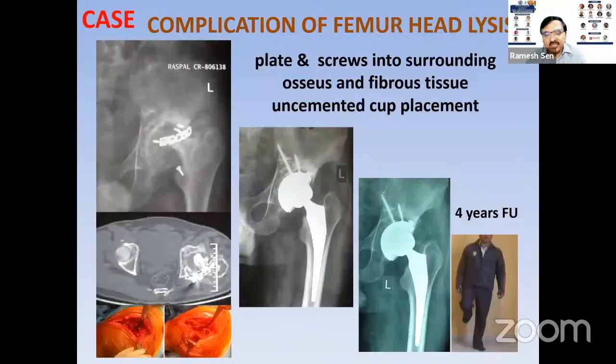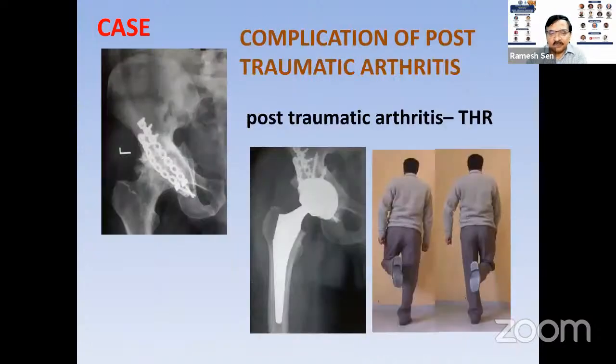Now, there could be a case where, from the previous surgery, some implants are left and there is a complication of the lysis of the femur. Now we need to remove these implants. So again, not much reconstruction is required. You just get in, remove the implants, can put up a cup, and this is his 4-year follow-up.